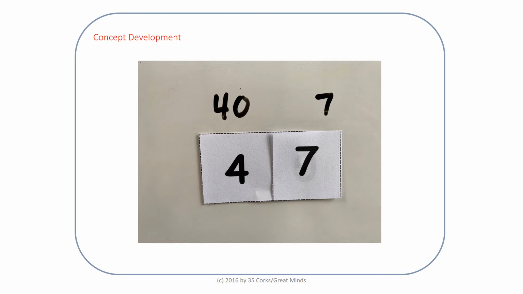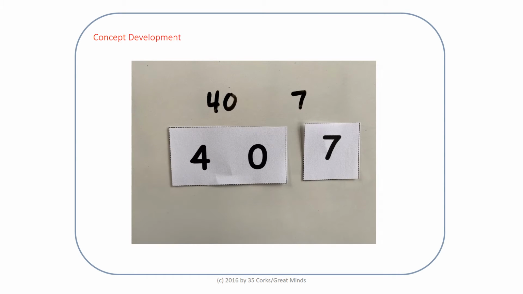Why don't we see 40 in the cards, but just the number 4? Four stands for 40 because it's in the tens place. And we see our 7 because it's in the ones place. It's just 7 ones. So like we said, when I pull my cards apart, I have 40 and I have 7.